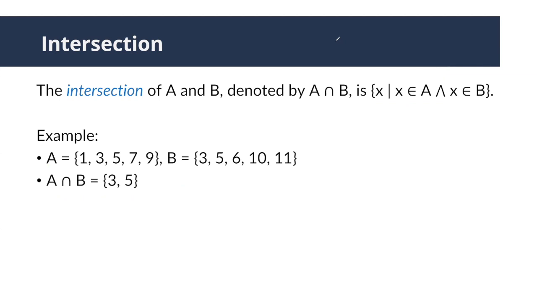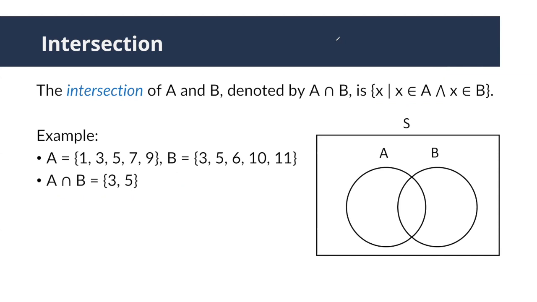And we can still use the Venn diagram to show this operation. Here, the shaded area is A intersect B, because this is the set of elements that are in both A and B.